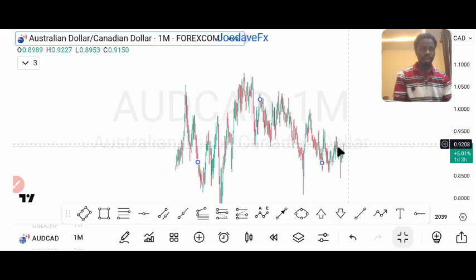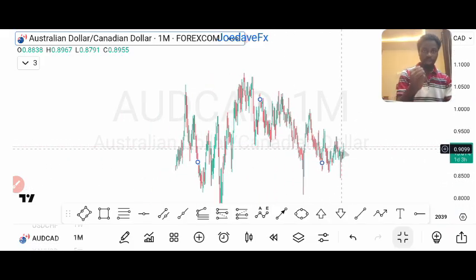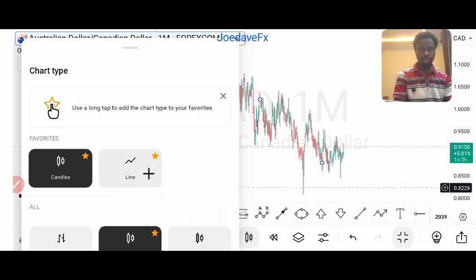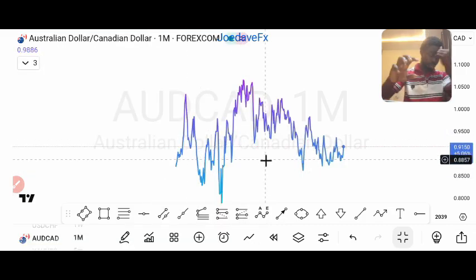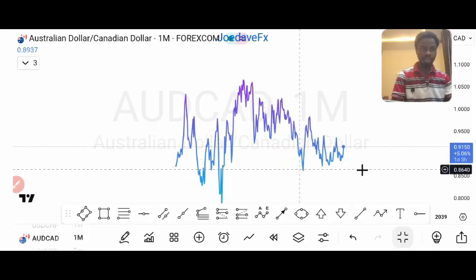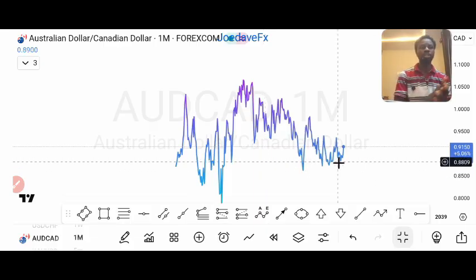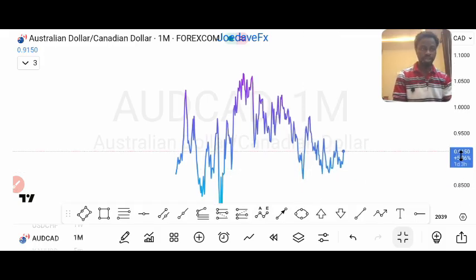And one thing you can also do is draw your levels very accurately as a beginner. Let's say you're a beginner and you want to draw your level accurately. You want to make your chart a line chart. Once you change to a line chart like this, all the candles will disappear, all the wicks will disappear, so you can see those levels and everything very well. So what I'm going to do is zoom out a little bit.